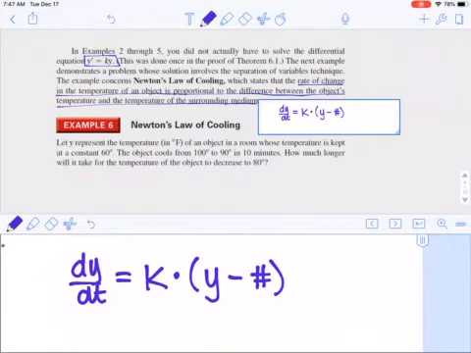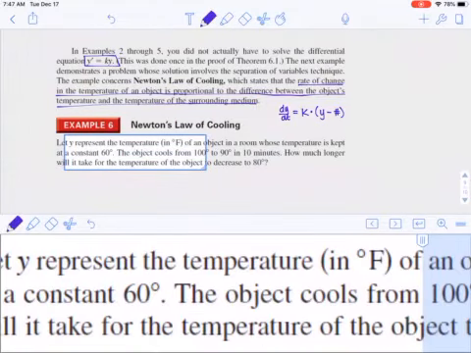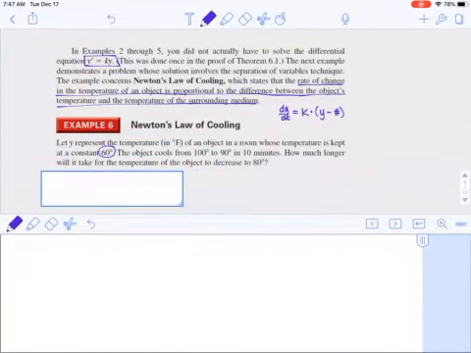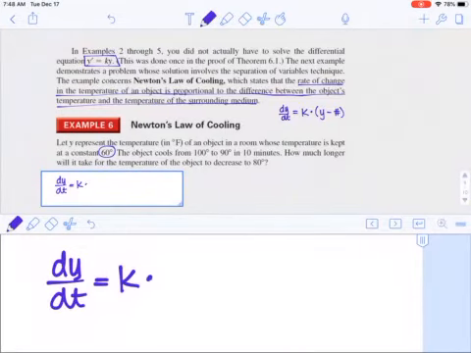So let's read. It says, let y represent the temperature of an object in a room whose temperature is kept at a constant 60 degrees. This is the surrounding medium. Okay, because the temperature of the room is always 60. So I know that I have dy/dt equals that constant of proportionality times y minus 60.